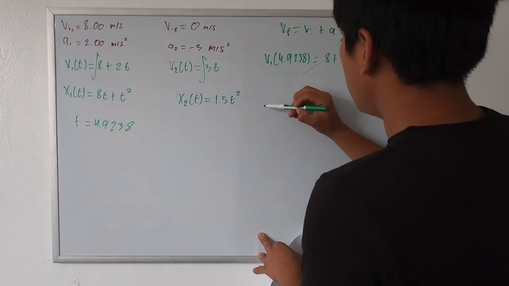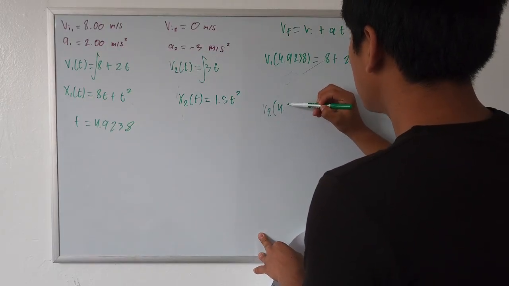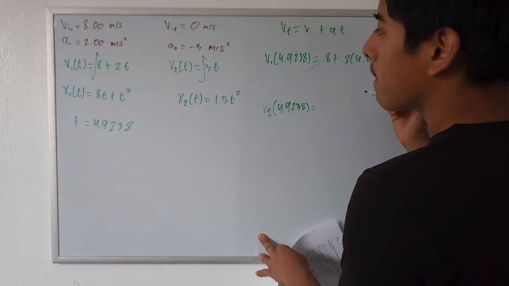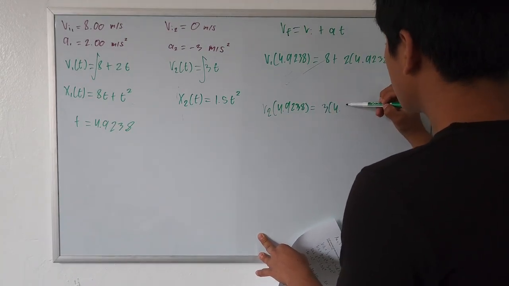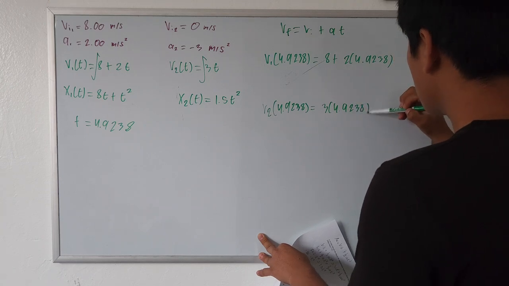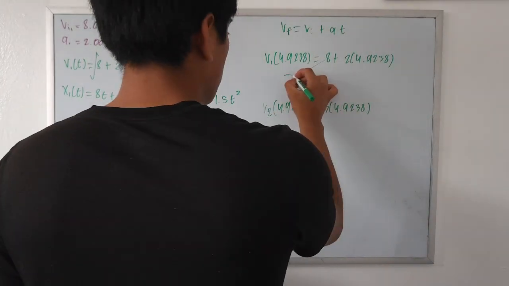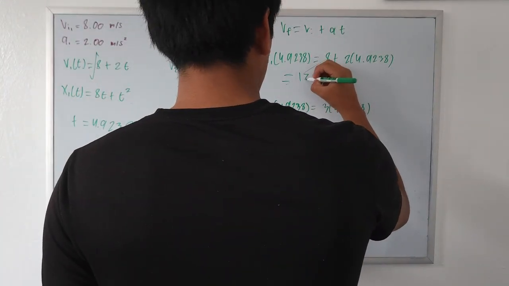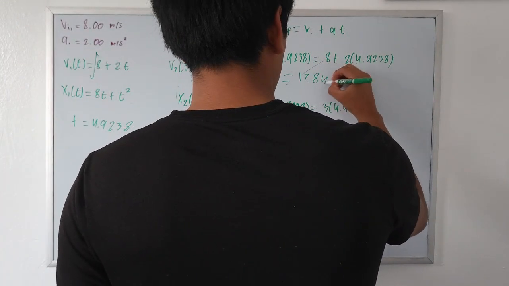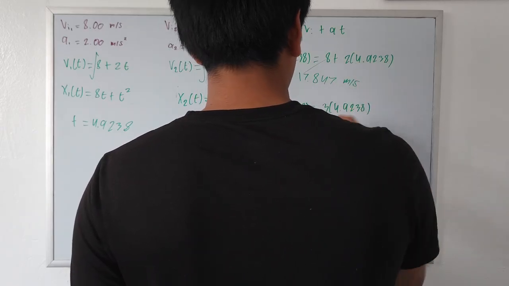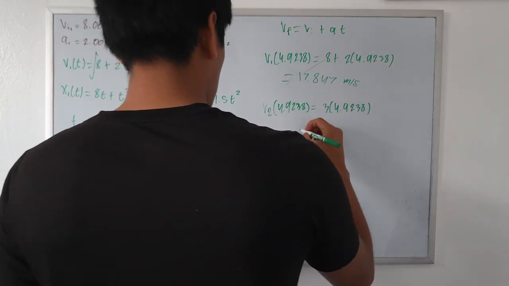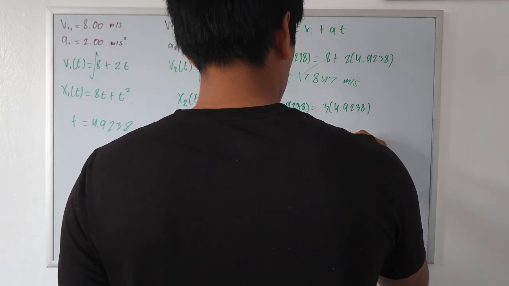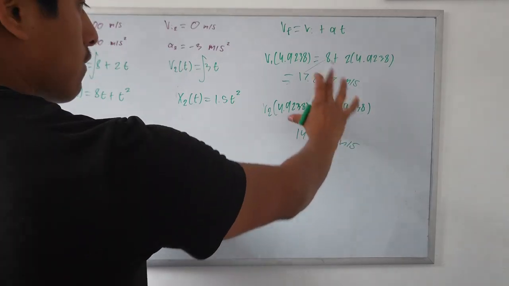And then we have V2. For the top one, the first velocity, you're going to get 17.847 meters per second. And for the second velocity, you're going to get 14.771 meters per second. And now we want to take the difference.